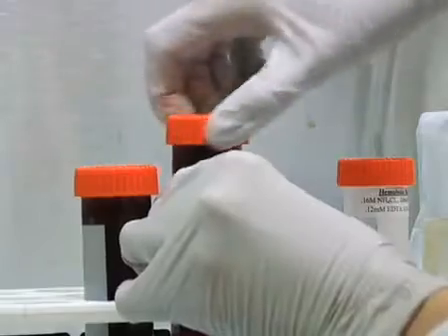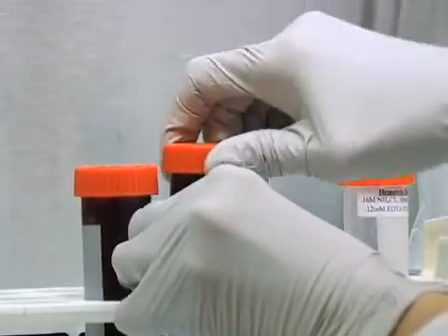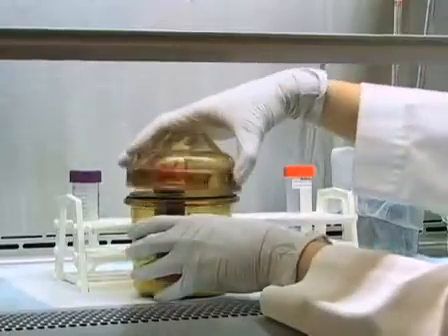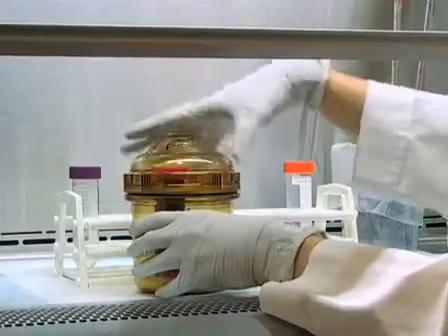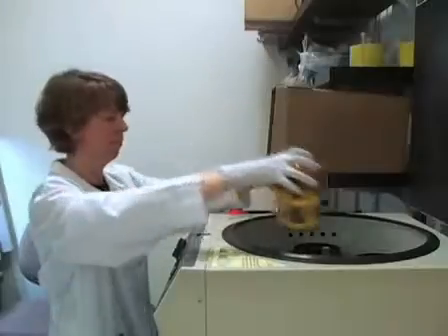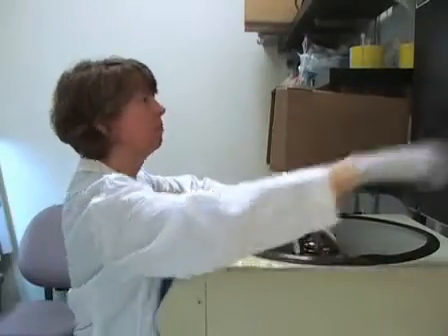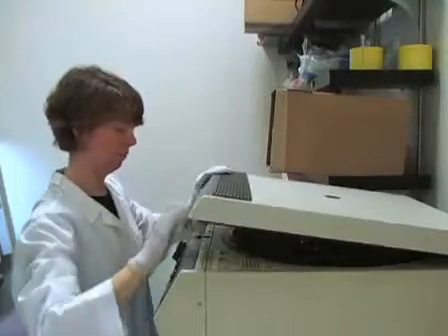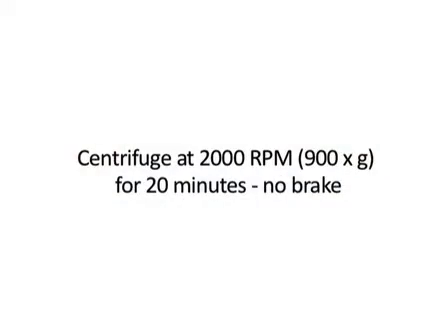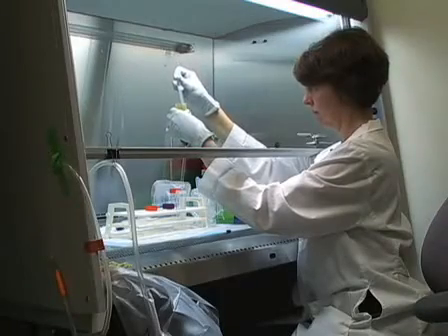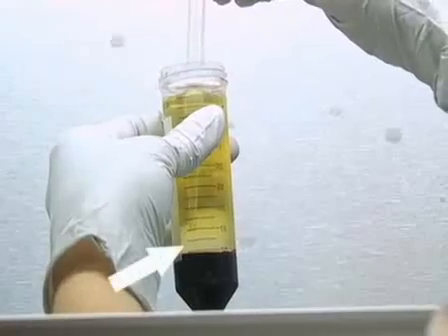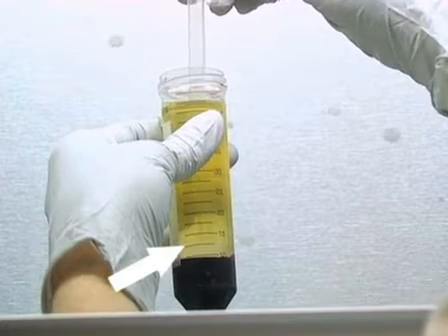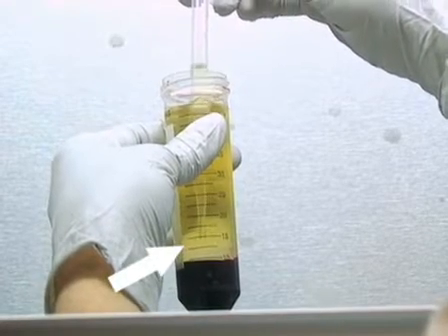Cap the blood tubes and move into the aerosol canisters. Firmly close the canisters and centrifuge at 900 times G for 20 minutes, with no brake. It is critical that no brake is applied at the end of this spin, as the braking force will disturb the layer of cells. After the spin, the PBMCs should form a distinct white layer between the yellow plasma above and the transparent Ficoll below.